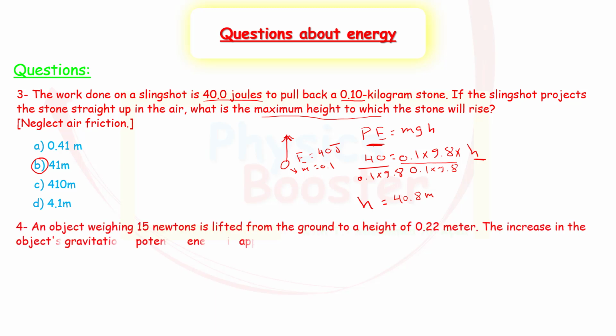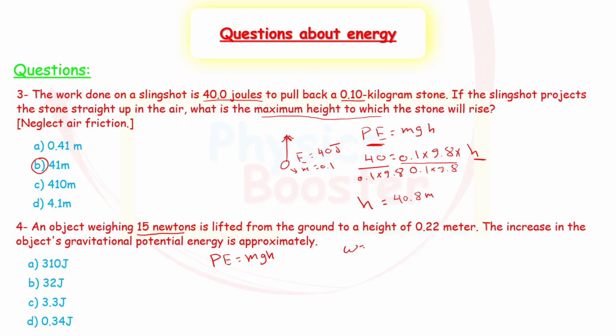Okay, next question. An object weighing 15 newtons is lifted from the ground to a height of 0.22 meters. The increase in the object's gravitational potential energy is approximately the following. Okay, now we know that the gravitational potential energy is equal to m multiplied by g multiplied by h, okay? But look, we do not have the mass. We have the weight. So some of you will go, okay, it's simple.